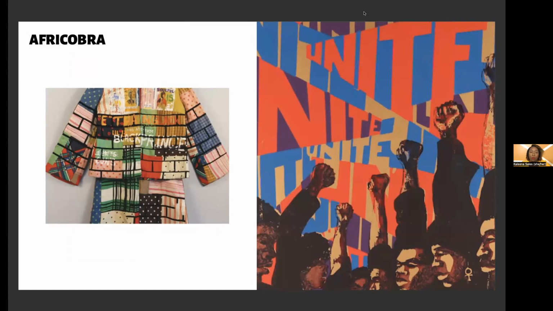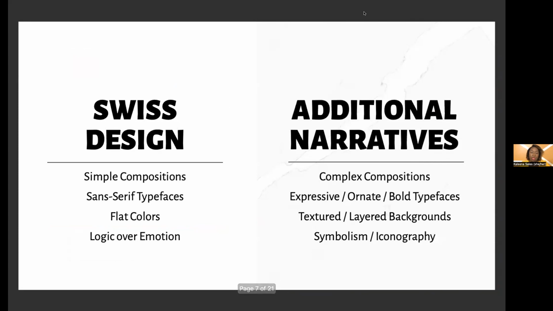and who are doing work that really works outside of canonical narratives and what we are typically taught in art and design classrooms. If you go to school for design, like many of us know, as many of us are design educators, we teach about Swiss design, we teach about international typographic style, Bauhaus, modernism, and we teach that typically through the lens of simple compositions, sans serif typefaces, flat colors, logic over emotion.